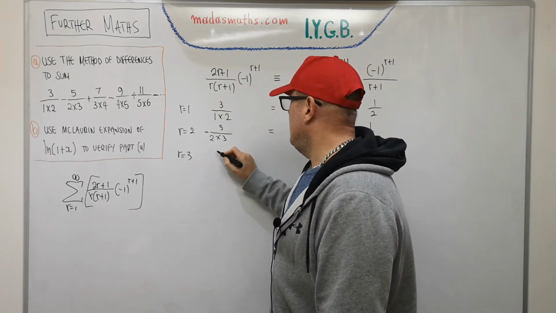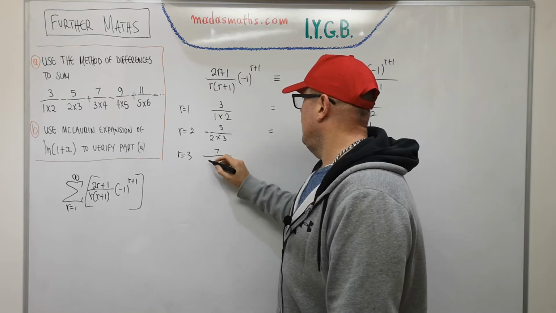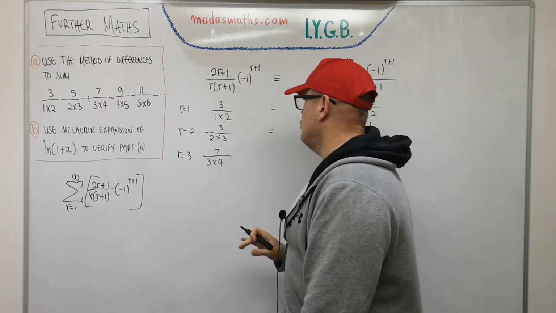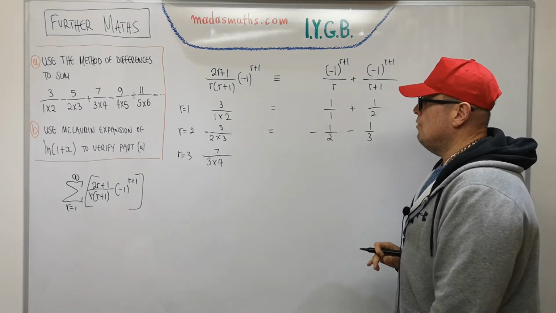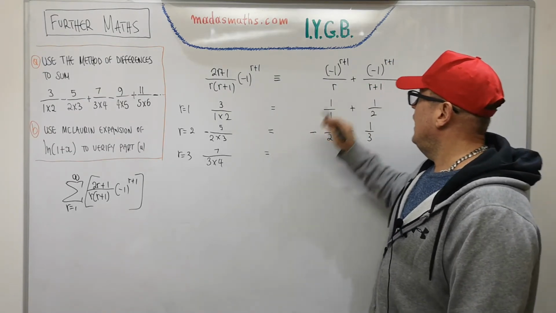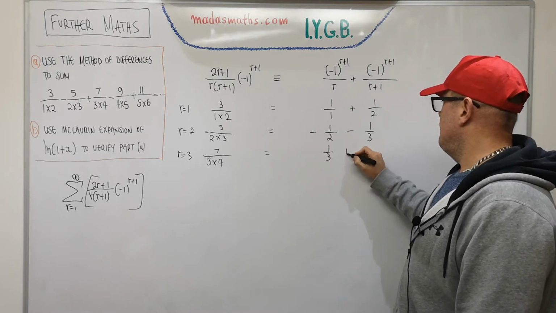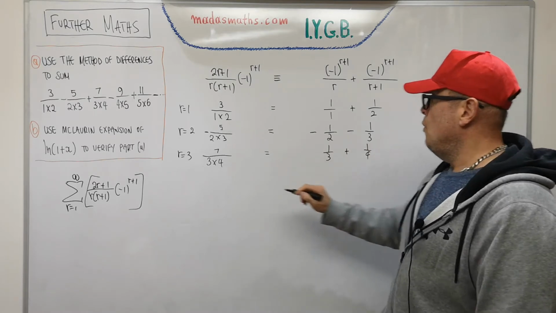r is equal to 3. Now I'm doing the next line without thinking, and hopefully I'm doing it right. Substituting that in there should give me positive 7 over 3 times 4. And if I do that here, it should go positive again, 1/3 plus 1/4. One more term here.